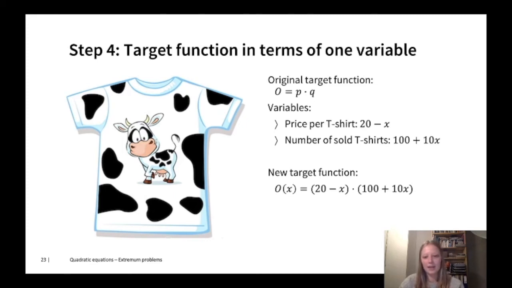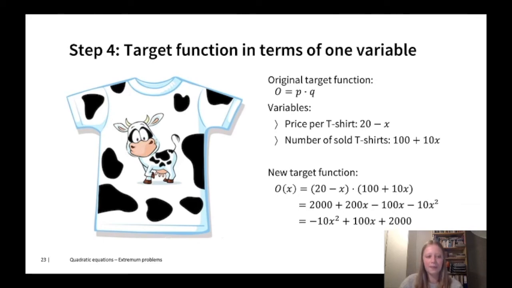So let's calculate. This is our second step: 2000 plus 200X minus 100X minus 10X squared. We get this result by using the distributive property, and this is the standard form of our quadratic function. O of X equals negative 10X squared plus 100X plus 2000. This is our new target function.